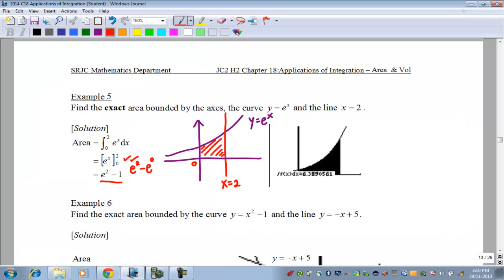So what we can do now is just a quick check. Is this value 6.389? Use your calculator to find out, and in fact yes, the answer is approximately 6.389.